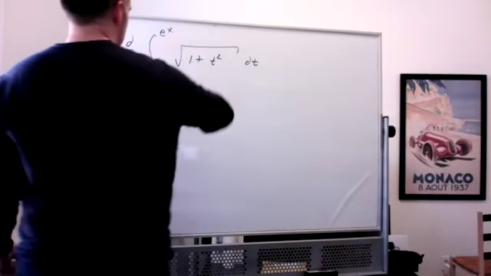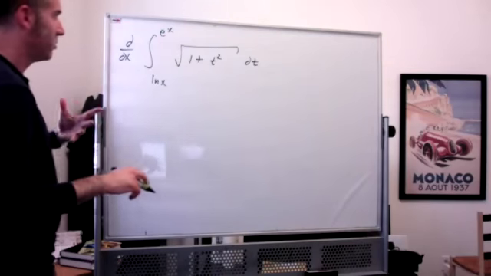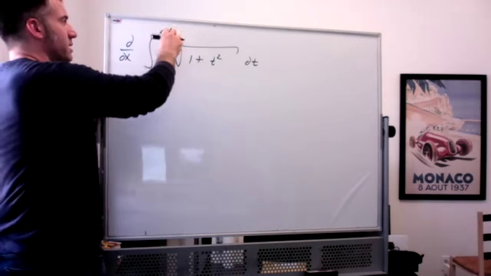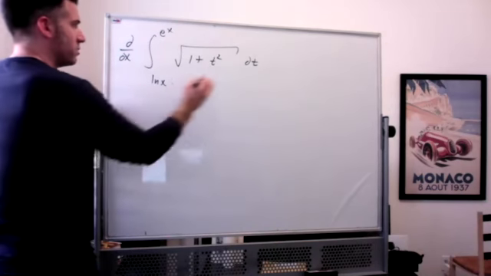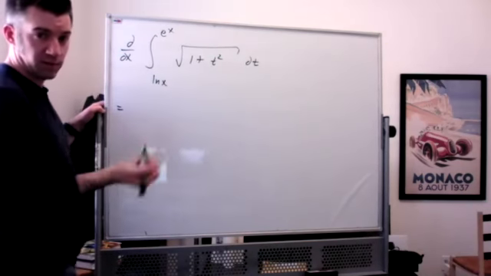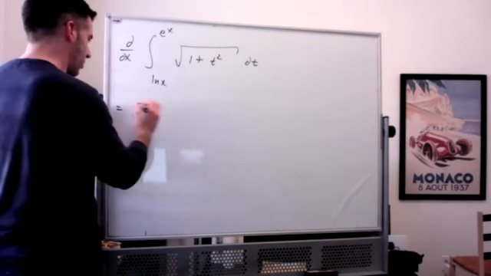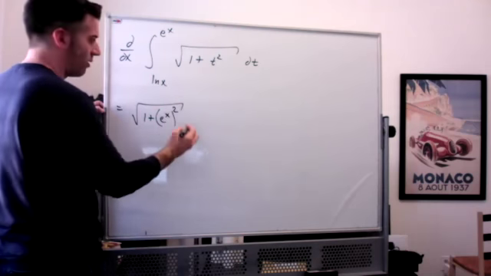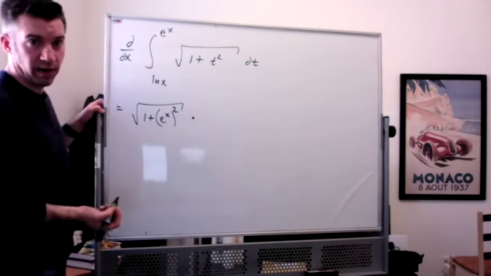So let's look at this one. Same idea. We're taking the derivative of the integral of this, so we know we're just throwing these things in for t. So here I'm going to plug in e to the x, and get the square root of 1 plus e to the x squared. What do I have to multiply by?